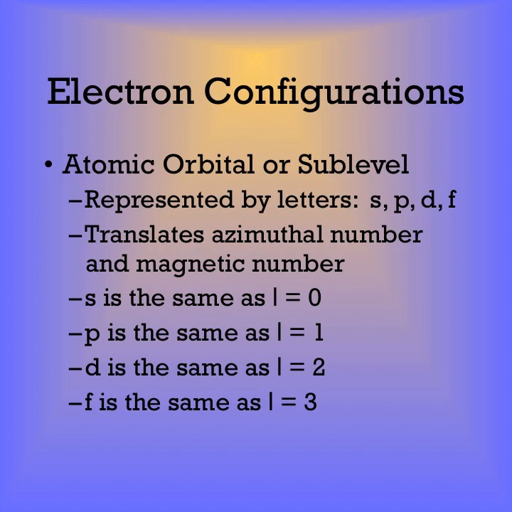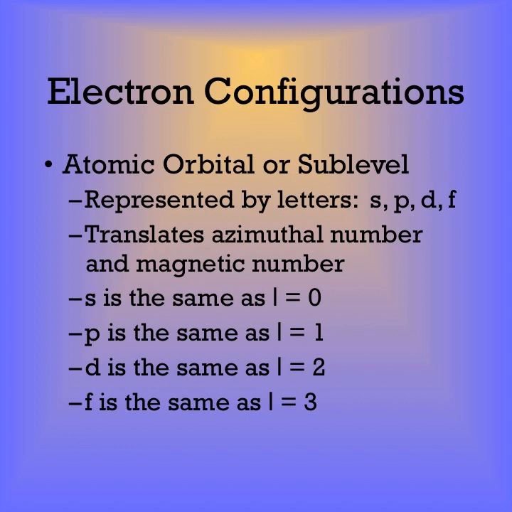s in electron configuration is the same as when l equals 0. It's a lower energy pathway. p is the same as when l equals 1. It's just higher in energy than an s pathway. d is the same as when l equals 2, and it's just higher in energy than a p pathway. And f is the same as when l equals 3, and you got it. It's just higher in energy than a d pathway.